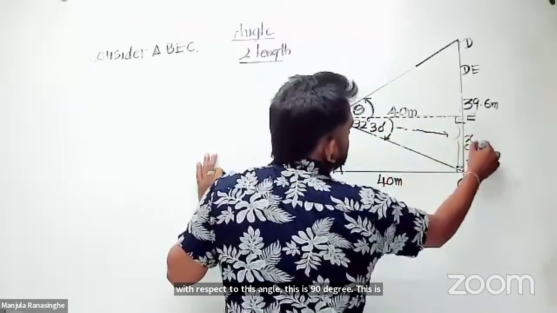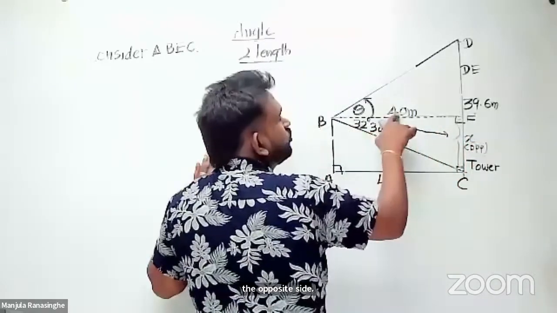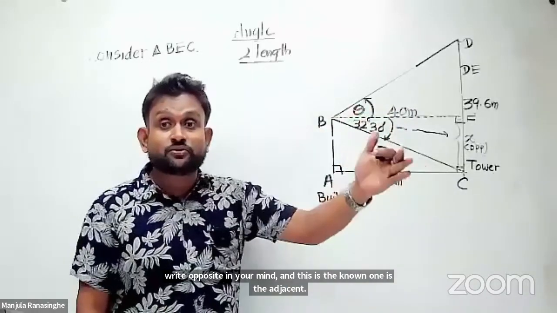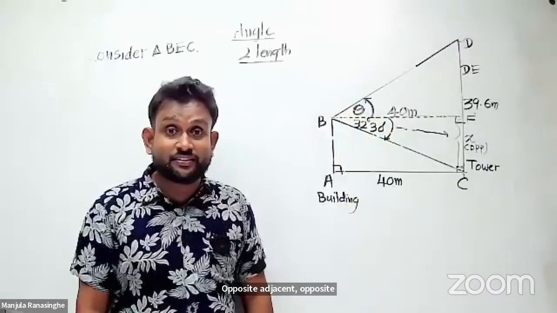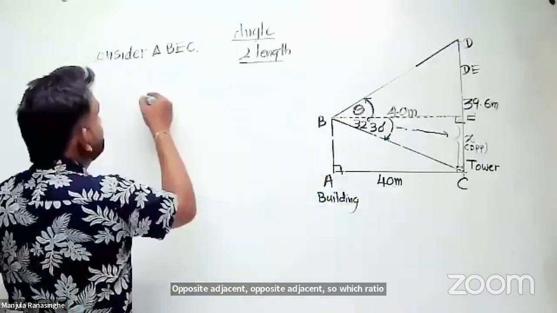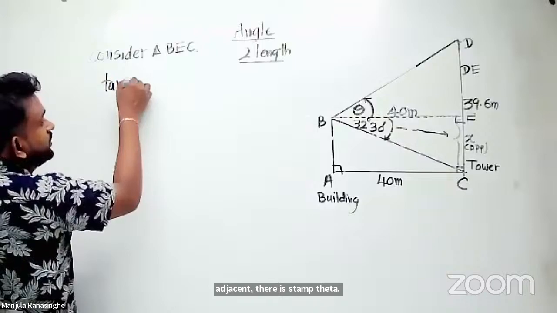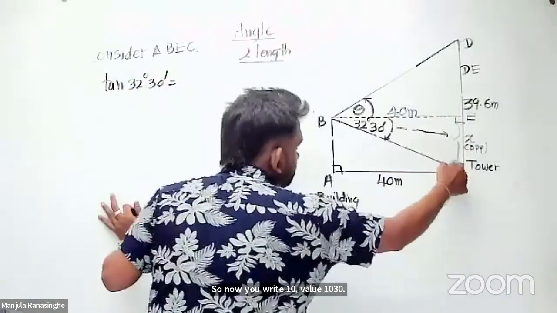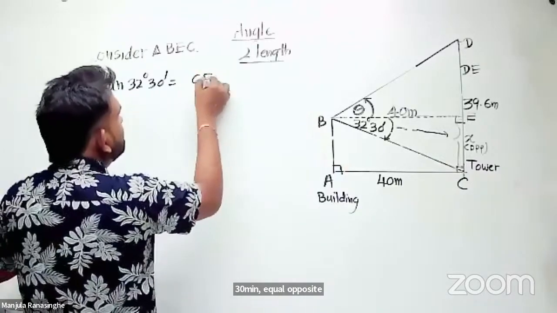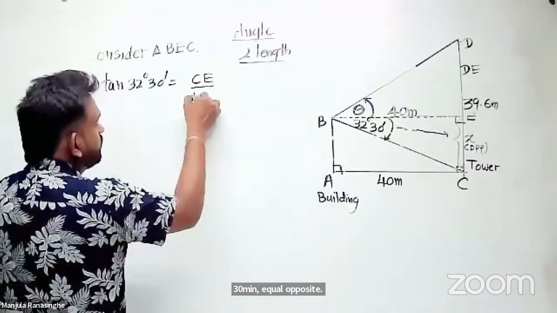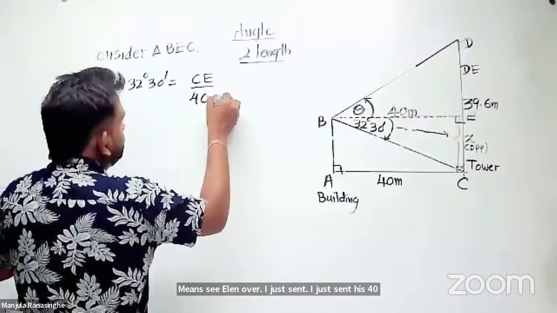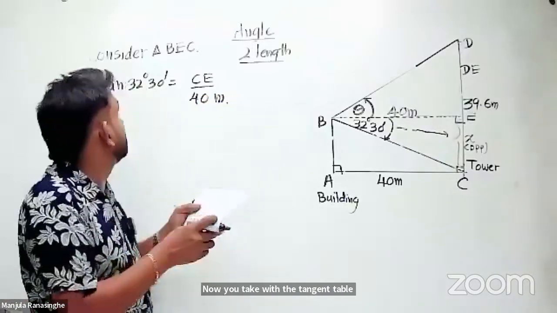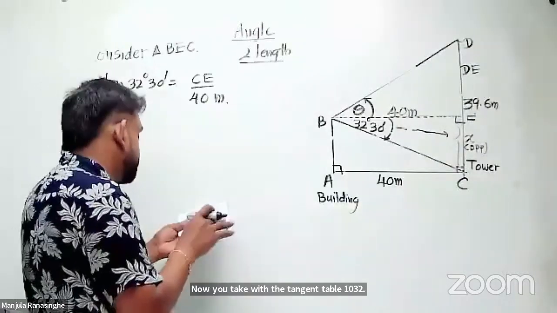You write opposite in your mind. And this known one is the adjacent. Opposite, adjacent. So which ratio deals with this? Opposite and adjacent deals with tan theta. So now you write tan 32 degrees 30 minutes equals opposite, meaning the CE length, over adjacent. Adjacent is 40 meter. Now you take tan 32 degrees 30 minutes from the tangent table.